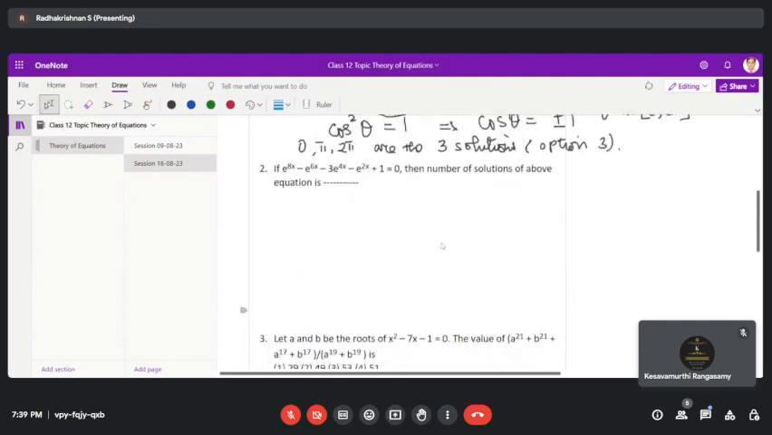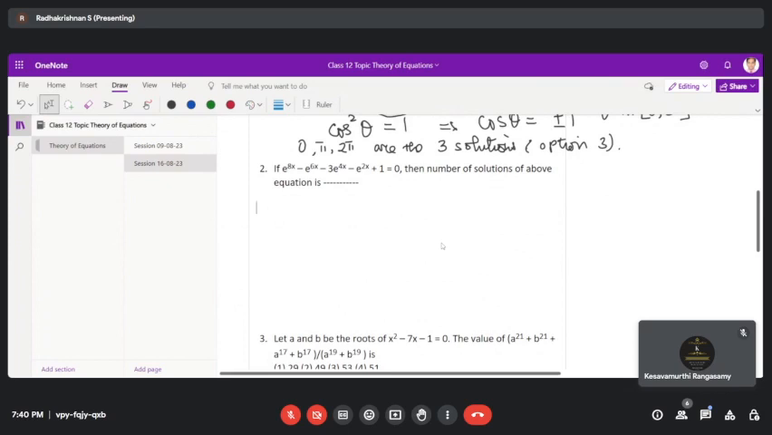In a similar substitution method only, you can solve this problem also. So e power 8x minus e power 6x minus 3 into e power 4x minus e power 2x plus 1 equal to 0. So how to find the number of solutions to this equation? This looks like an 8th degree equation, but again through proper substitution, we can convert it into a polynomial, and then find out the number of solutions.